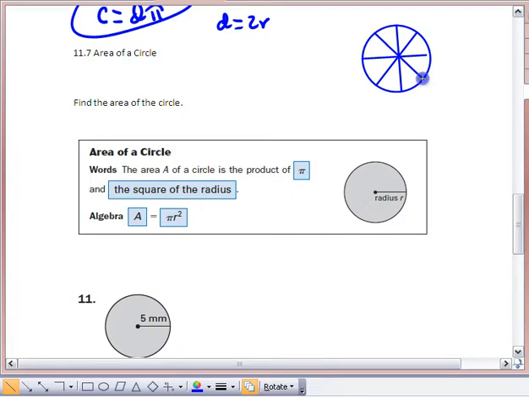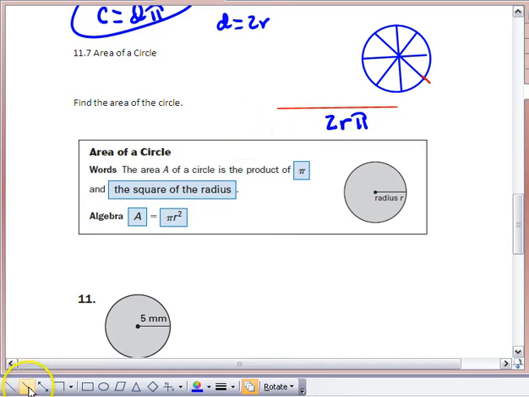Now let's say that I cut my circle here, and I stretch it out. So let's say this is my circle unrolled. So this line equals the circumference, or 2 radiuses times pi, because that's the circumference.